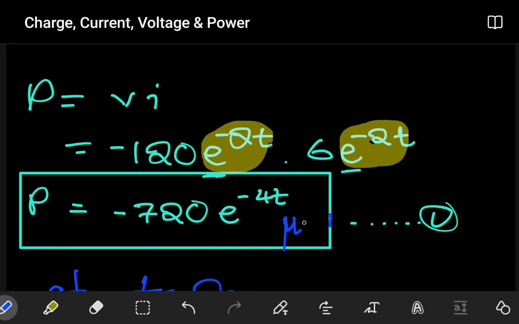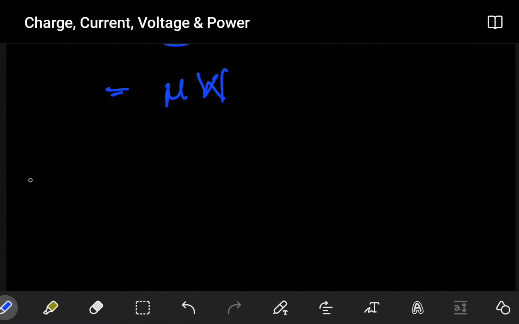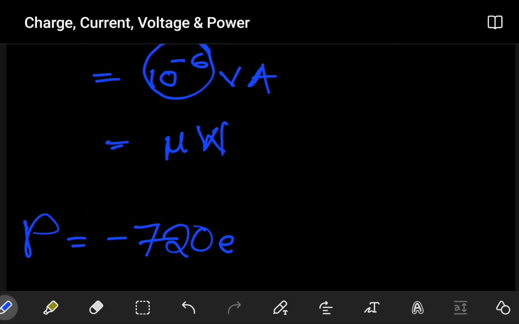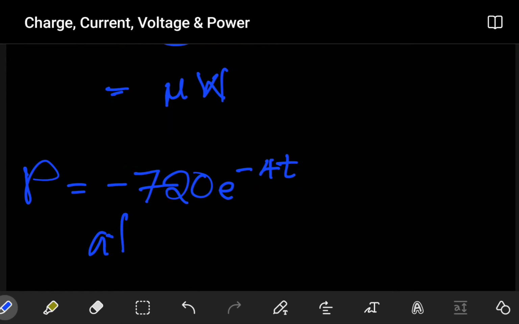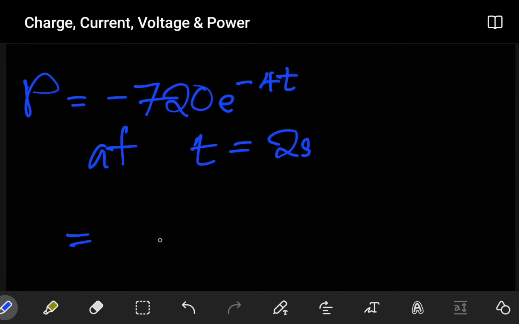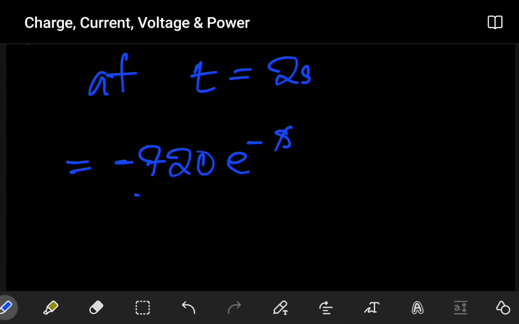So with that figured out, let's quickly now determine what the power will be in 2 seconds. So we've seen that the power is just equal to negative 720, and then the exponent, we had e to the power minus 4t. But since we are looking for the power at 2 seconds, t is equal to 2 seconds, so this becomes minus 720 e to the power minus 8 when you substitute t there. So this becomes the power. And the units, of course, this is going to be microwatts.